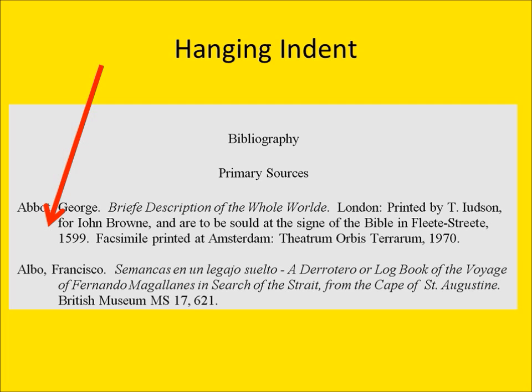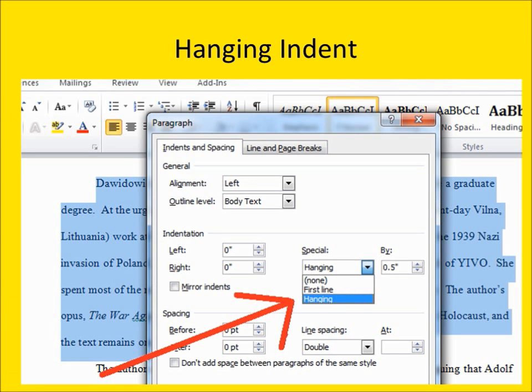The hanging indent function can be accessed by highlighting the text, right-clicking your mouse, and selecting Paragraph. So the entries in the bibliography page use the hanging indent function. There's a drop-down menu in the indentation section that reads Special. Then just select Hanging as the option in order to add this hanging indent to a given section of text.